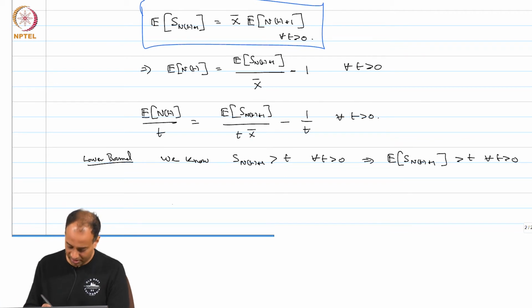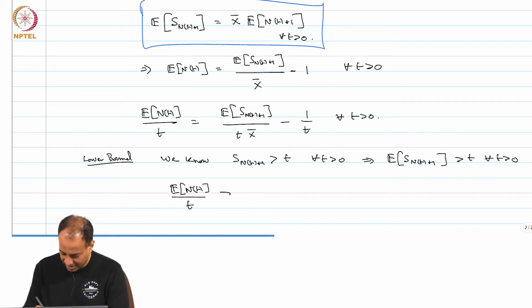So, the right hand side, I have the following. Expected N(t) over t is equal to all this, but I can say it is greater than or equal to t over T x bar minus 1 over t. What have I done?